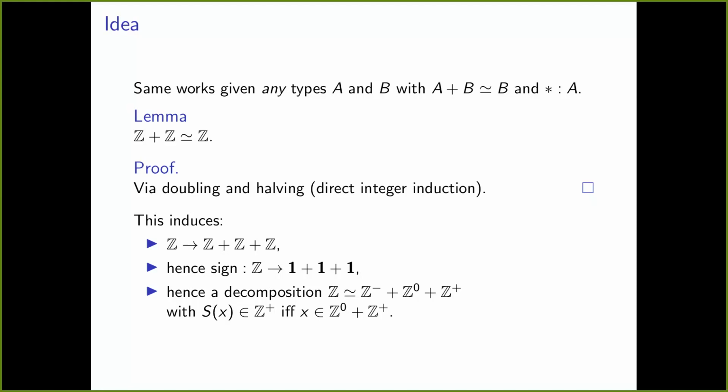So it's saying that there's kind of 3 kinds of integers. So we get a decomposition of the integers into 3 parts: a negative, 0, and positive. And this one you would expect to be contractible, but it's not so clear directly. And then the important property of this decomposition is that, well, one is that 0 lies in this part, and the successor of x lies in the positive part if and only if x is either 0 or positive.